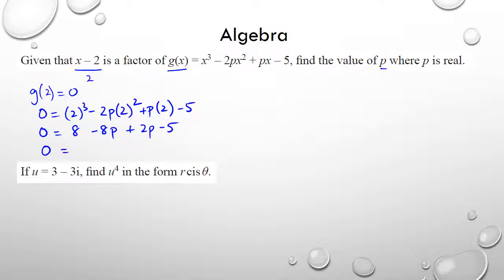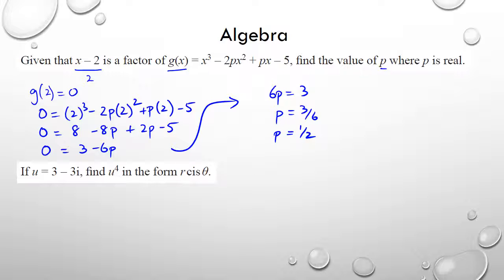Simplifying this, we're going to get 8 minus 5 is 3. Minus 8p plus 2p is negative 6p. So rearranging, we're going to get 6p equals 3 and p is equal to 3 over 6. Therefore, p is equal to half. All right. So that's basically your first question there.